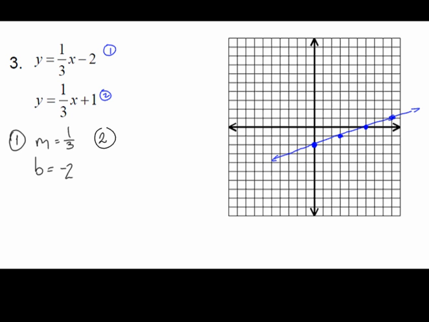For equation number 2, my slope is 1 over 3. My y-intercept is 1. I go up to 1 on my y-axis and place a point. I rise 1, run 3. Rise 1, run 3. I connect my points.